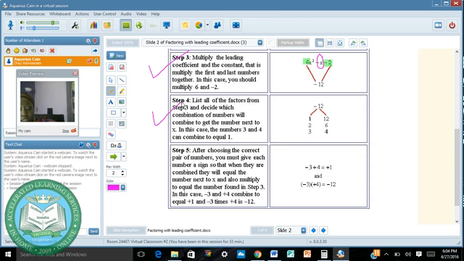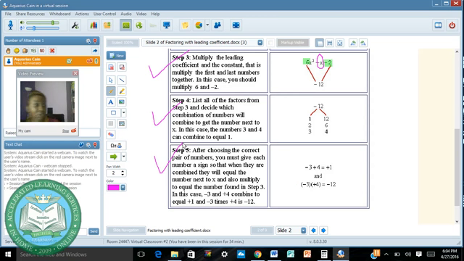So step 4, done. After you choose the correct pair of numbers, you have to give the sign so that when they are combined, they will equal the number next to x and multiply to equal the number that we found in step 3, which is our -12. So if we do -3 plus 4 and add that together, that gives us a +1. And -3 times +4 gives us -12. So those are the number combinations that we're going to use: a -3 and a +4. That's going to give us a +1. Okay? So step 5 is done.